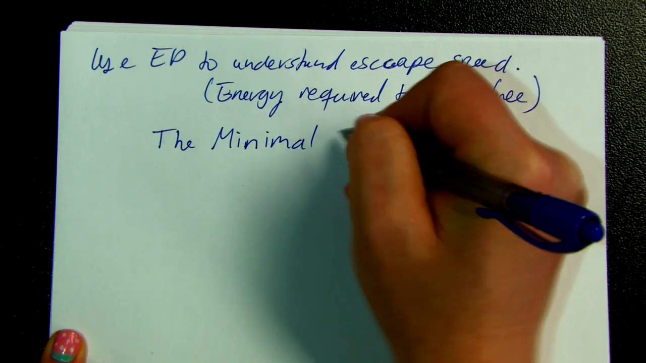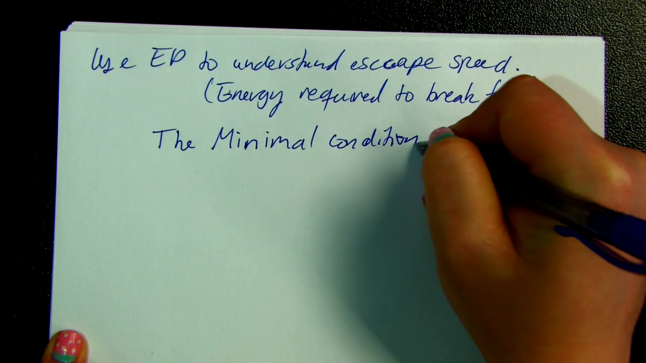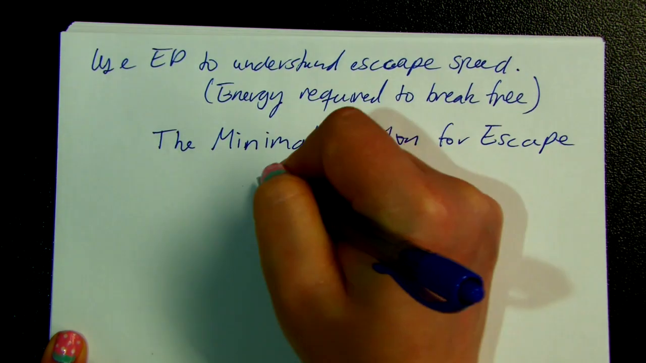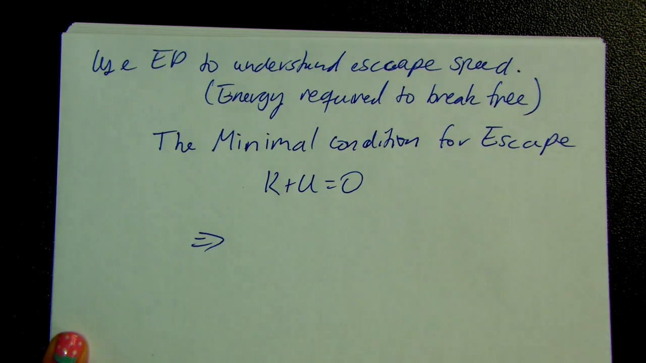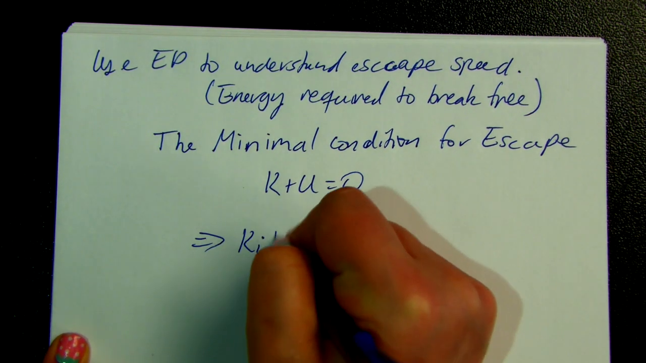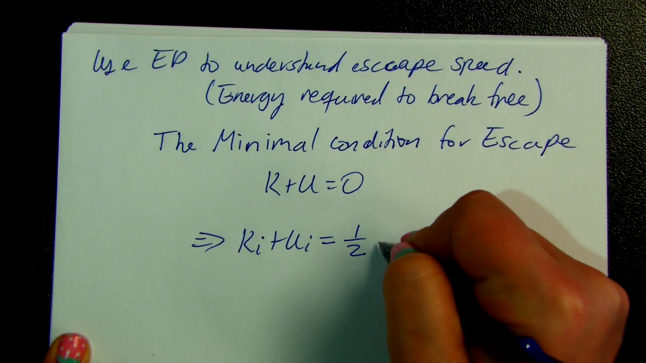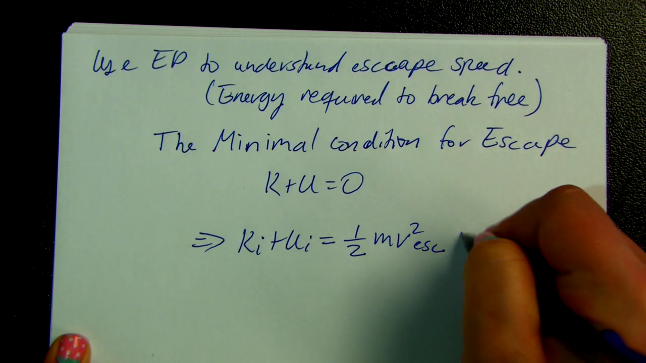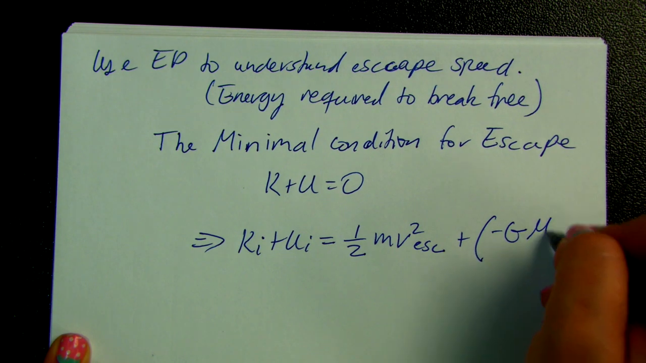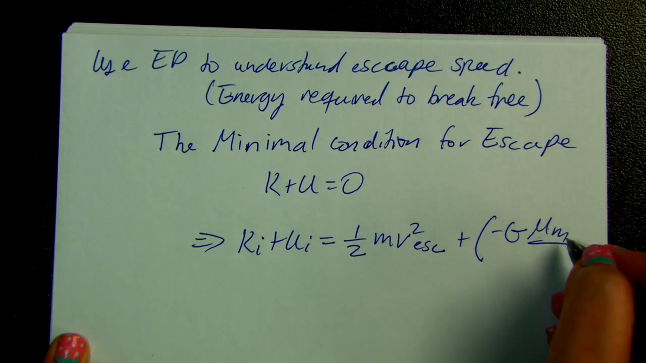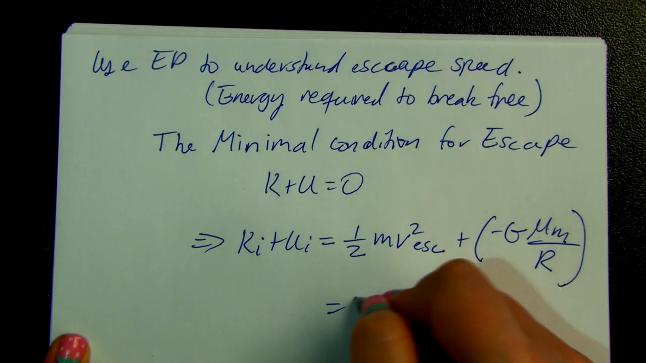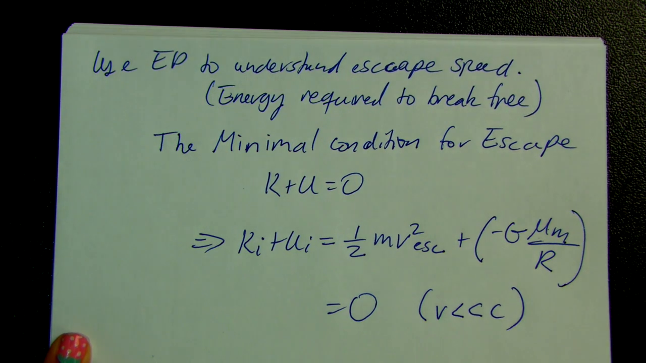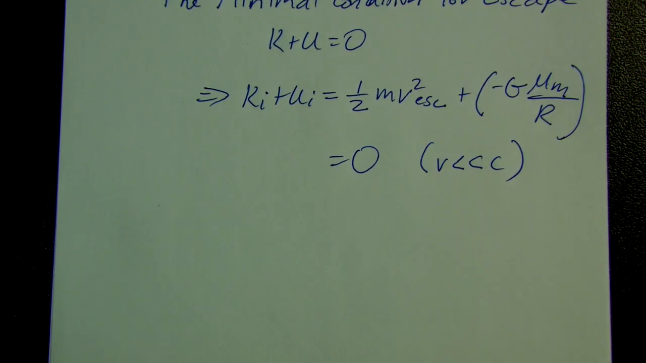All right, so the minimal condition for escape is going to be that K plus U is equal to 0. Let's start breaking this down and go after escape velocity. K initial plus U initial is equal to 1/2 m v escape squared minus G M m, the mass of the object you're trying to escape, divided by the distance between them, is equal to 0. This is, of course, for a classical system, v much, much smaller than c. We can use this setup to calculate the escape speed for a given object.